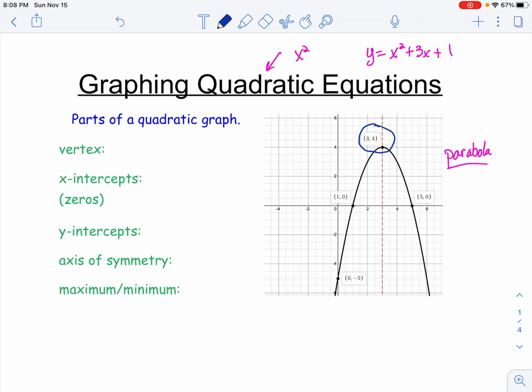First is what we call the vertex, and the vertex in this case is 3, 4. Every parabola is going to have a different vertex, but the vertex is where it changes direction. So this graph is going up until it gets to the vertex, and then it starts going down once it gets past the vertex. The x-intercepts are where it crosses the x-axis, so at these 2 points, 1, 0, and 5, 0.